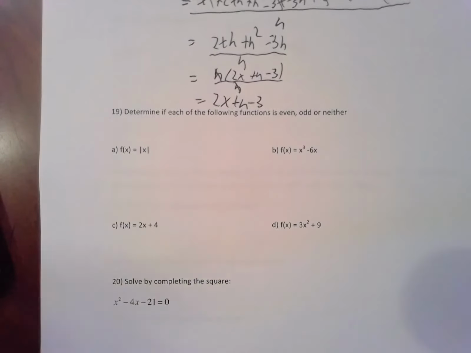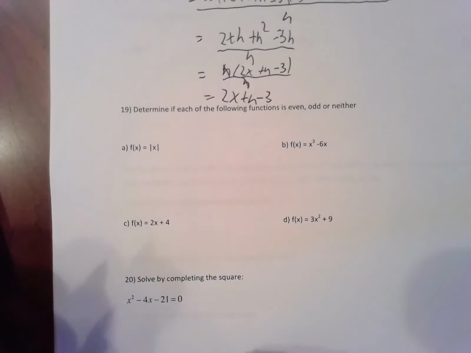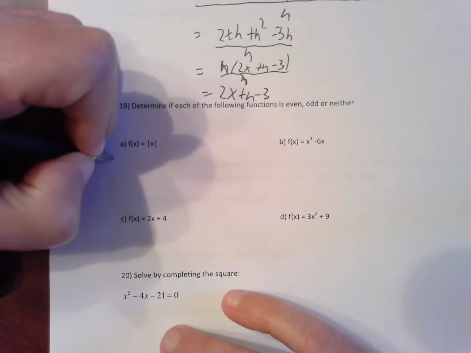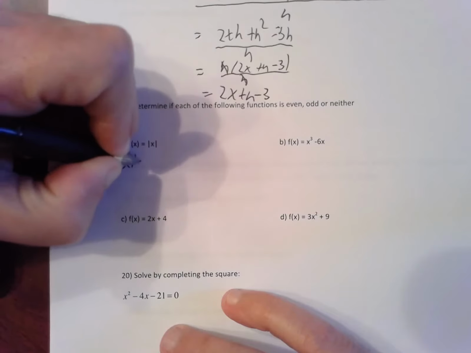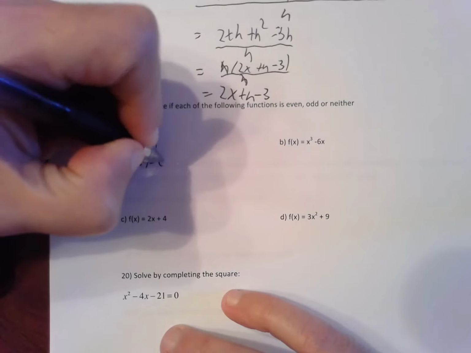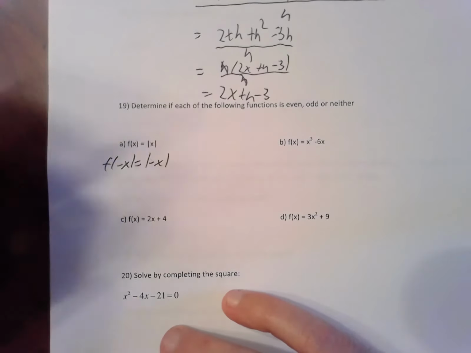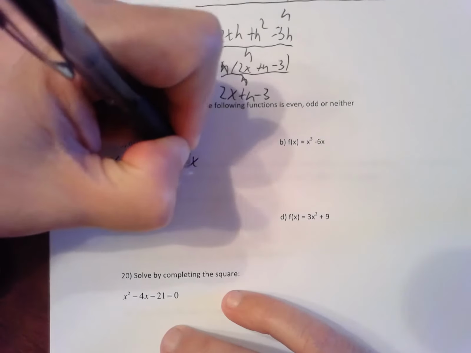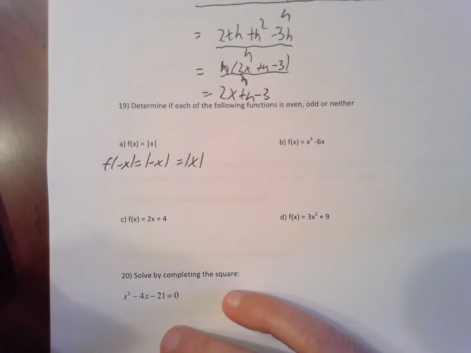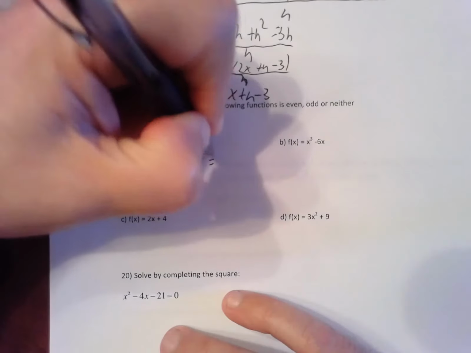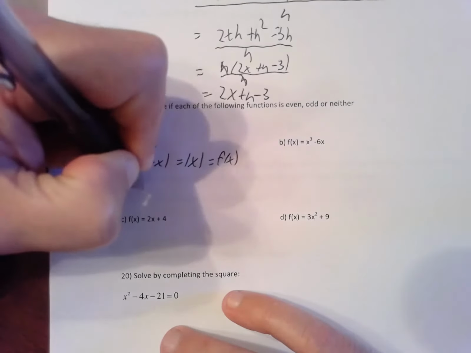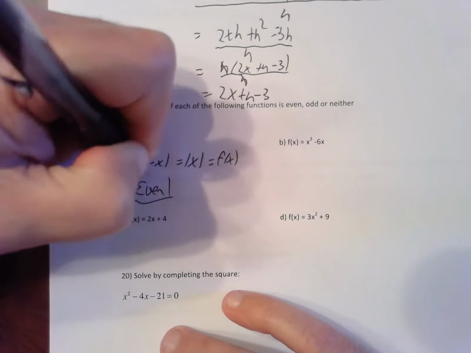Okay, to determine if functions are even or odd, we replace the x with the negative x, and we see what happens. Here, f of negative x would be absolute value of negative x. Absolute value kills negatives. That's the same thing as regular absolute value of x, but hey, that's the original function. That makes this guy an even function.